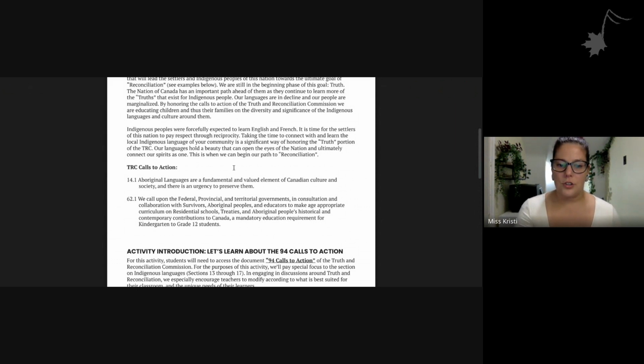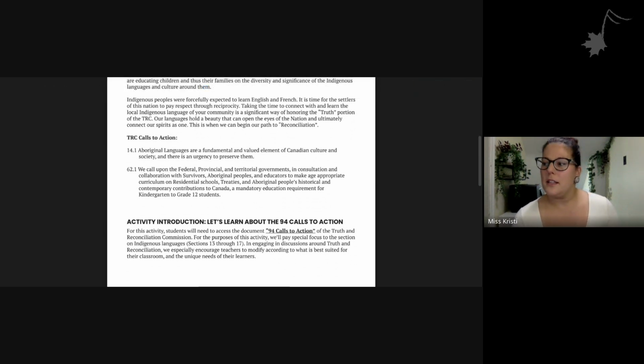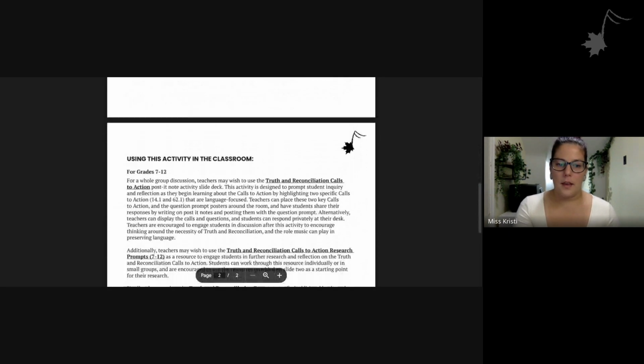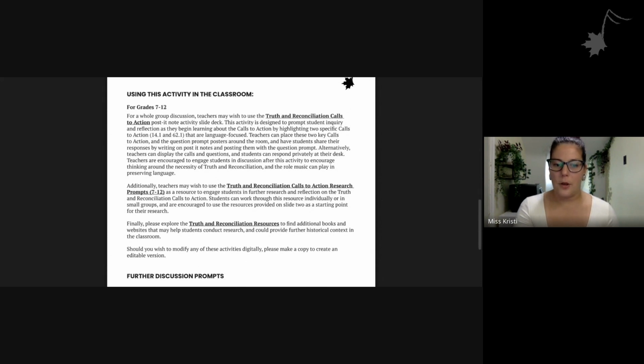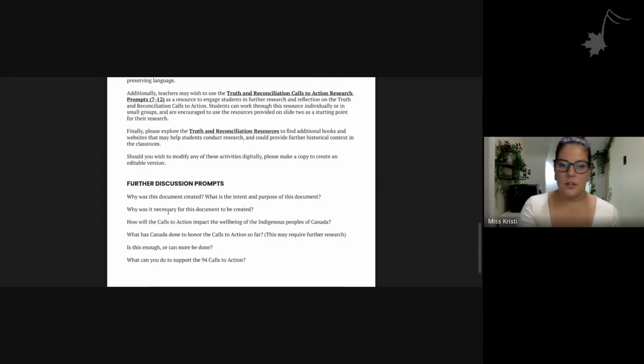It brings your attention to a particular section, 13 through 17, only because it is most relevant to what we're talking about today, which I guess would be education and language. Of course, if you guys would like, you're welcome to look at the other calls to action, but for this particular activity, sections 13 through 17 are best. And again, it's just an opening activity or opening discussion about that, having research. You kind of see that in the further discussion prompts here.